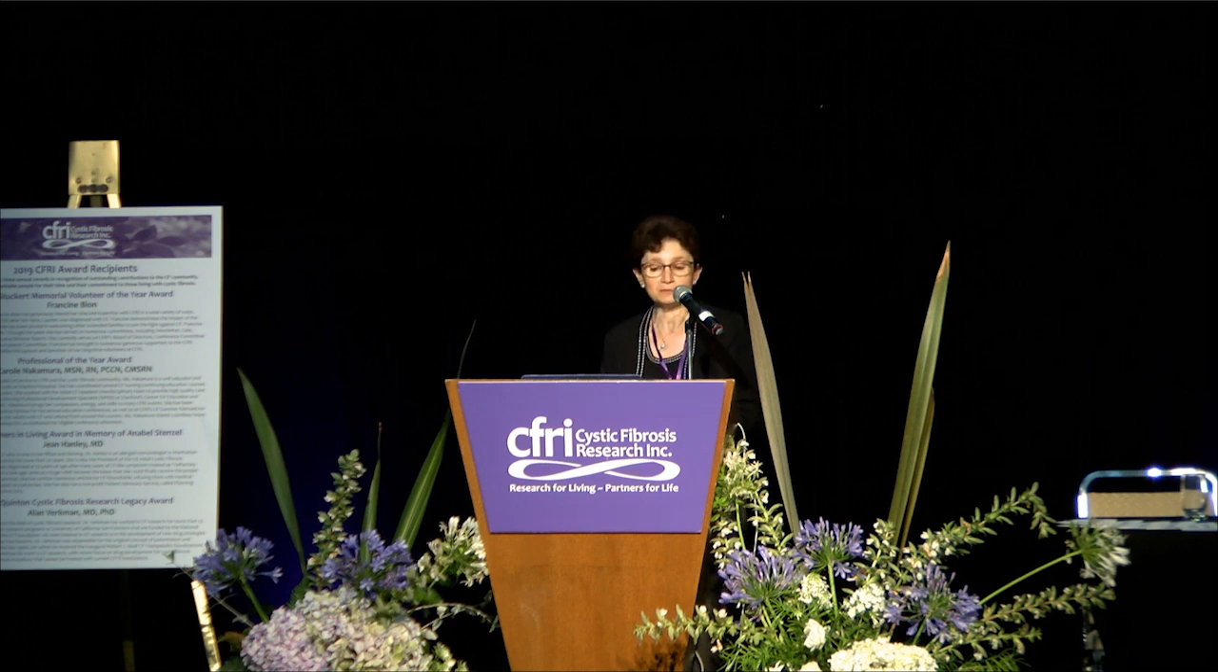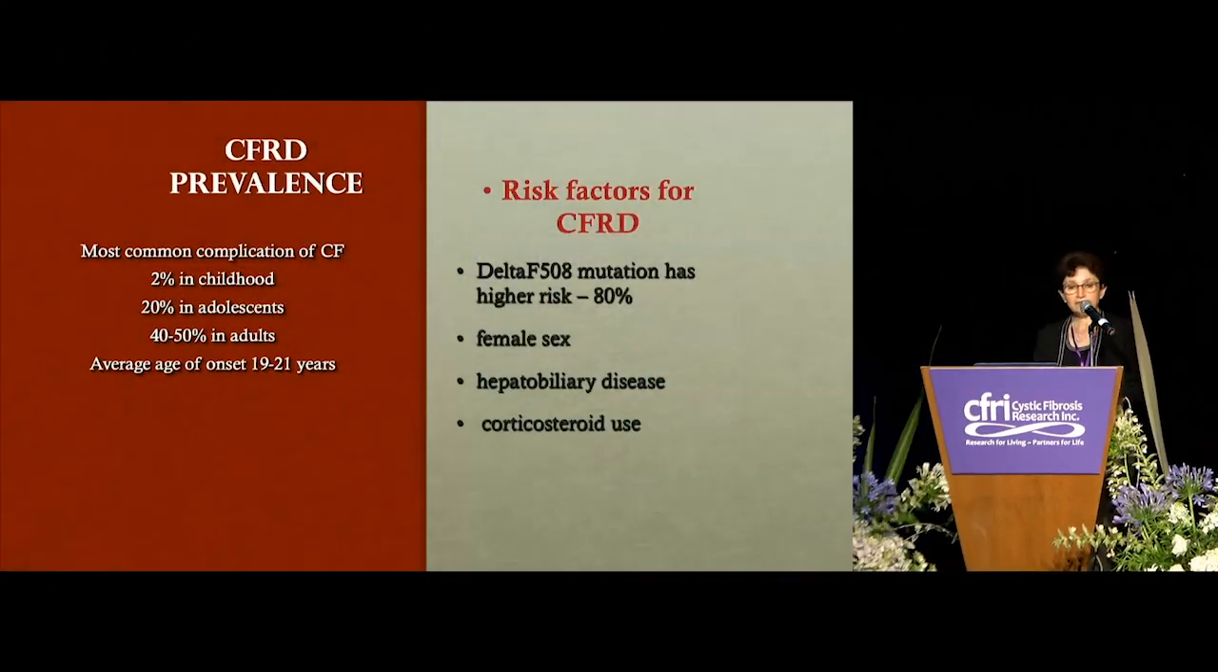It is the most common complication of cystic fibrosis. It affects 2% of patients in childhood, 20% in adolescence, and about 40 to 50% of adults. The average age of onset is about 20 years, between 19 and 21 years old. The major risk factors are the delta F508 mutation, which carries a higher risk of cystic fibrosis related diabetes and usually more severe forms of it, being female, having hepatobiliary liver disease, and use of corticosteroids.